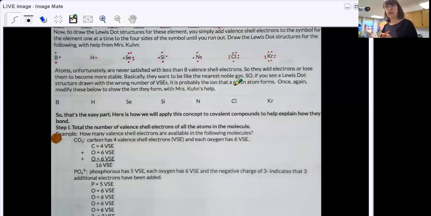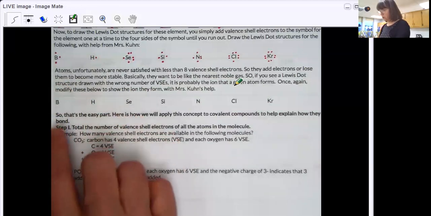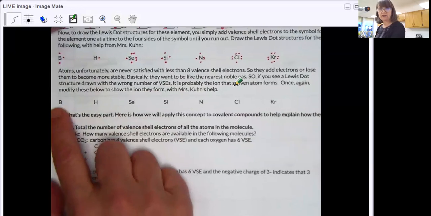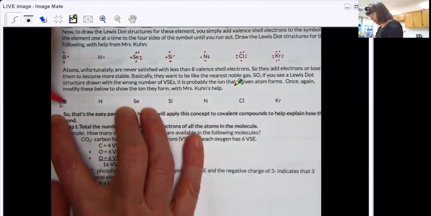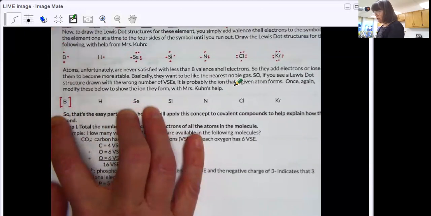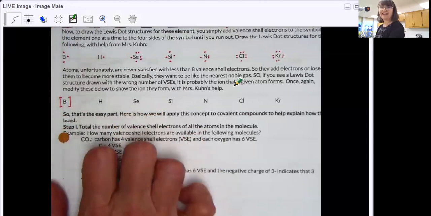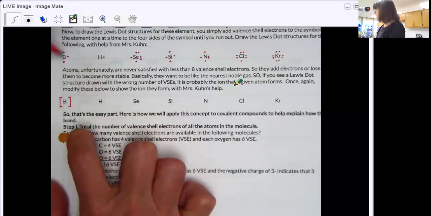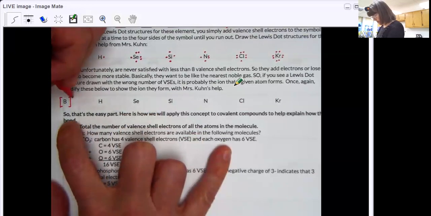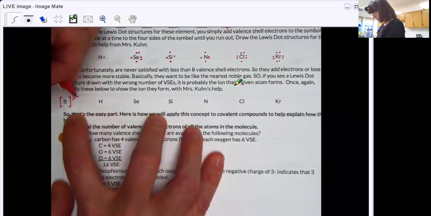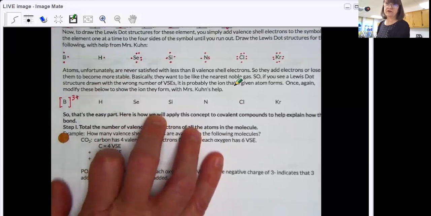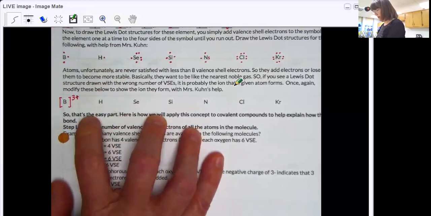If they have 5 or more, they gain to get up to 8. So when we make boron's ion, it's going to lose those 3. We're going to put it in little brackets to show that it's just empty. And what will its charge be? Well, remember that electrons are negative. So if you lose 3 electrons, your charge will be -3. I'm sorry, +3. I'm just trying to confuse you here. Yeah, if it loses electrons, it becomes positive.